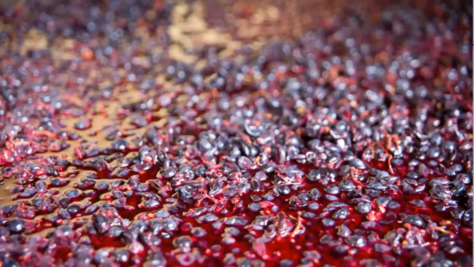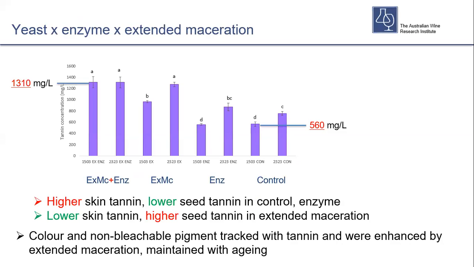So moving on from here, we wanted to understand, well, if we apply differences in yeast strain and then look at differences in maceration time, can we then see a variety of effects in terms of wine style outcomes? So we did a trial the following vintage to look at including those two strains, and then adding enzyme again, and then looking at extended maceration. And here we saw quite a wide range of tannin concentrations from 560 milligrams per litre in the control compared to 1,300 milligrams per litre in the extended maceration with enzyme.